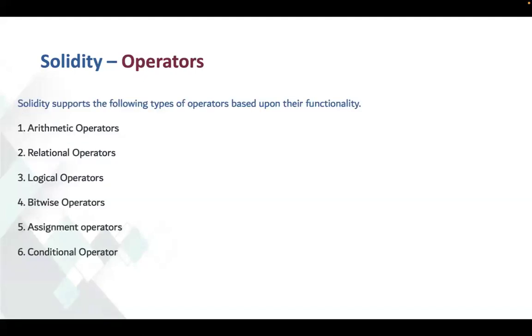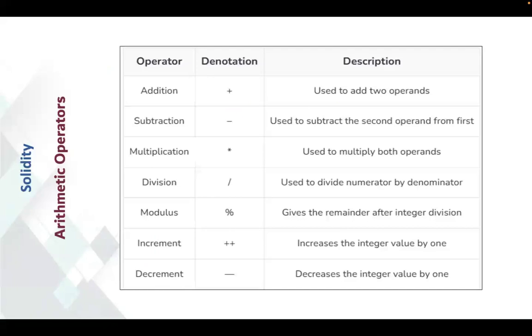Solidity supports several types of operators based on their functionality, such as arithmetic operators, relational operators, logical operators, bitwise operators, assignment operators, and conditional operators. Let's dive into each type of operator in detail. Here we have arithmetic operators. They are used to perform mathematical operations on operands.